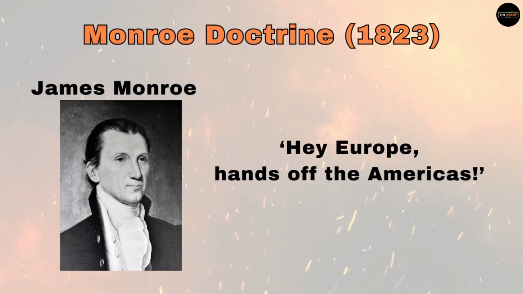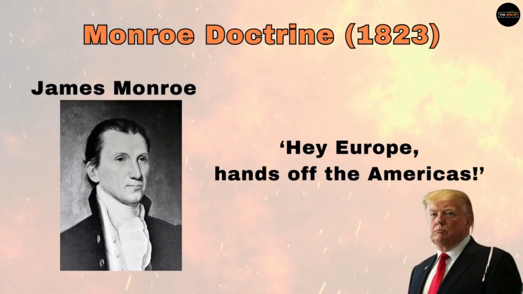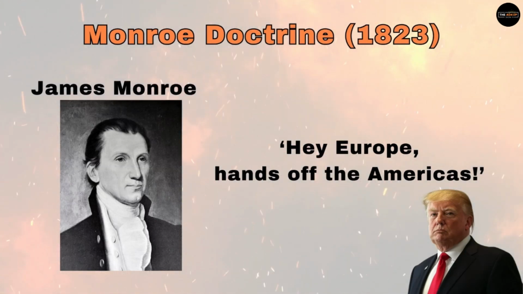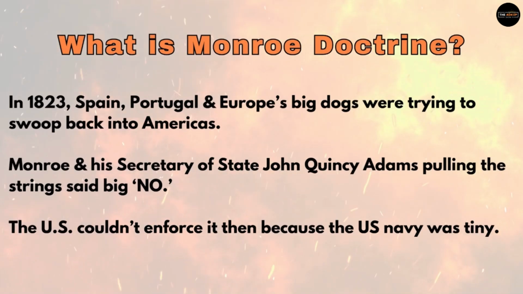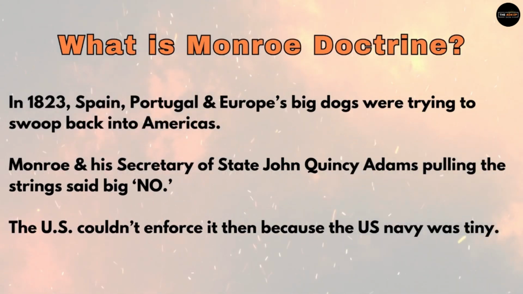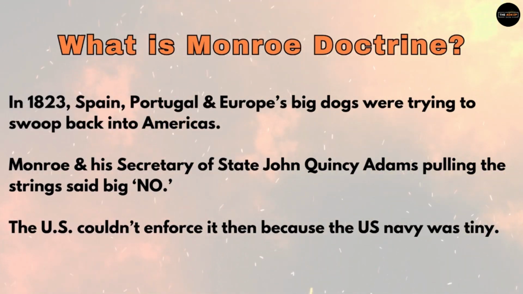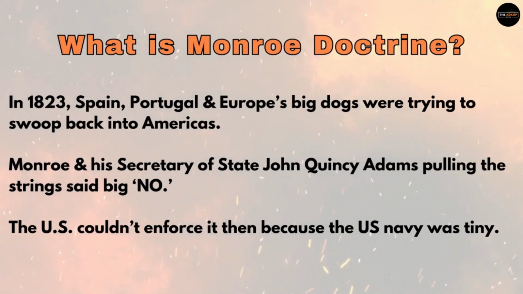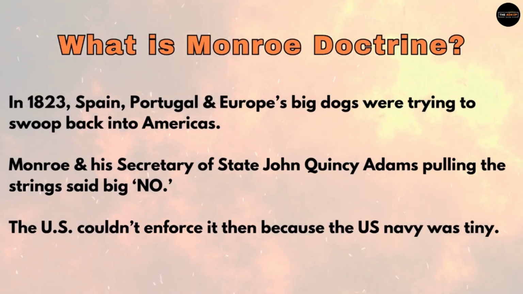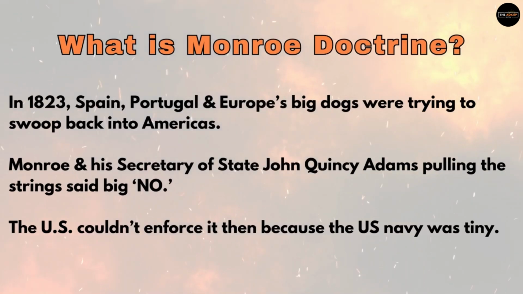And lately, folks are asking if Donald Trump is bringing it back with a MAGA twist. But before we get there, let's unpack what this doctrine is all about. Back in 1823, Latin America was shaking off Spain and Portugal, and Europe's big dogs, like the Holy Alliance, were itching to swoop back in. Monroe, with his Secretary of State, John Quincy Adams, pulling the strings, said a big no. The US couldn't really enforce it then because the US Navy was very tiny.